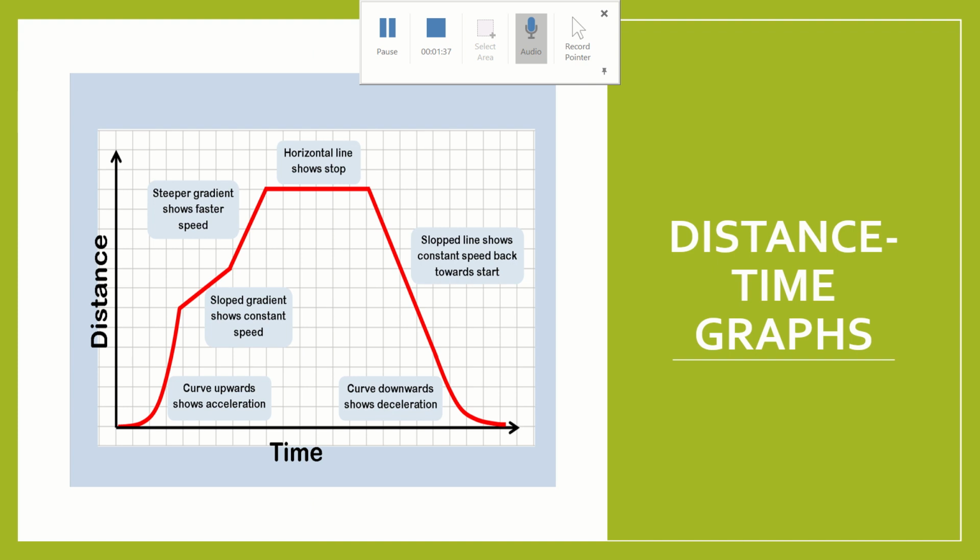Here is a distance time graph. As you can see, an upwards curve shows the acceleration of a body or object. These next two lines show speed. A shallower gradient shows a more constant speed, while a steeper gradient shows a faster speed. A straight horizontal line shows that an object or person is stationary and not moving. A straight line downwards here shows a constant speed back to the start point. This is because the distance is decreasing on the axis, showing how the object or person is moving back to the start point. Finally, this downwards curve shows deceleration of the object or person.